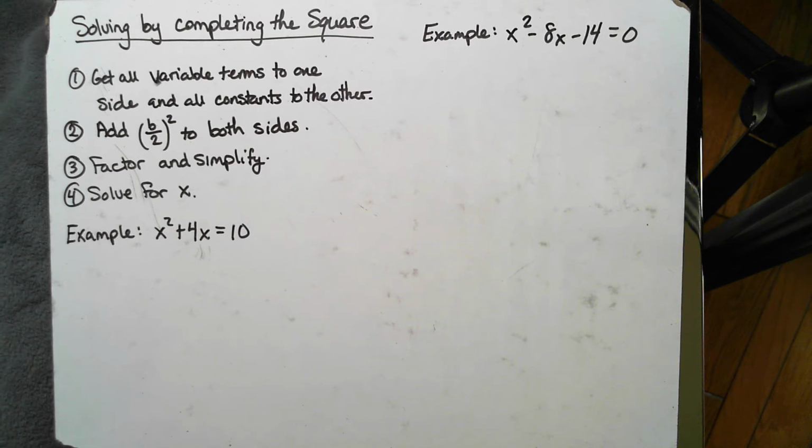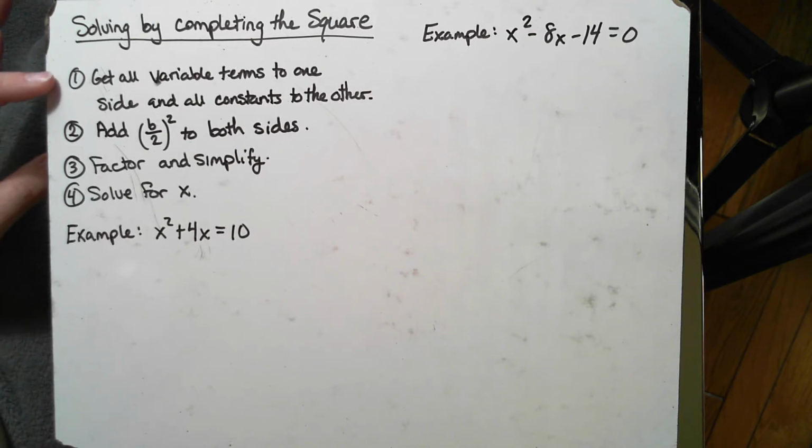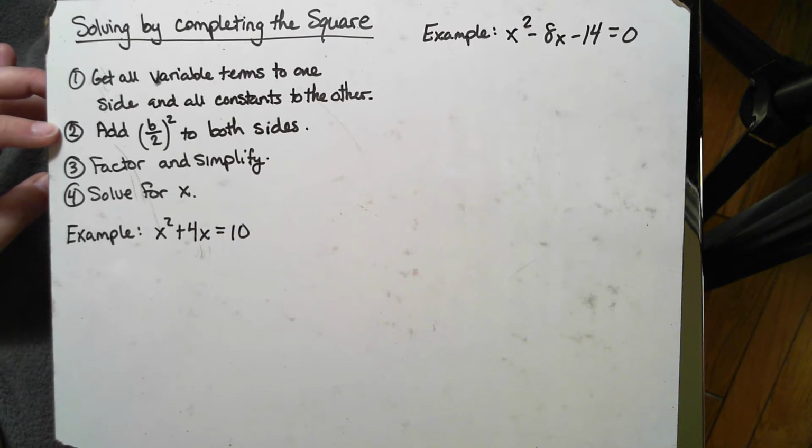Hi everyone, in this video we're going to do a quick review of how to solve a quadratic equation by completing the square. So I wrote out some steps for you. The first step is to get all the variable terms to one side and all of the constant terms to the other side. Then you're going to add b over 2 squared to both sides.